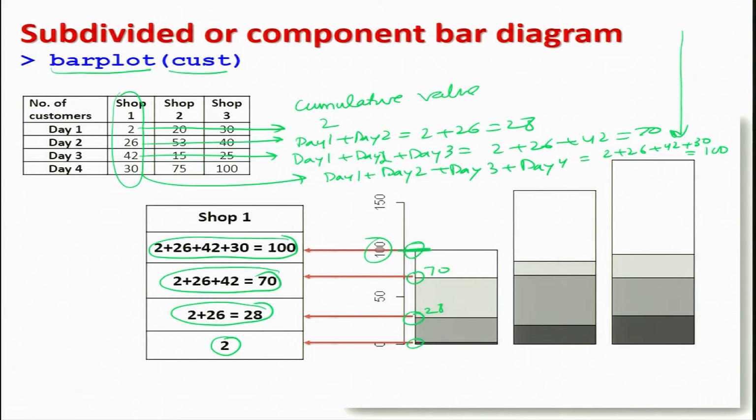So the bar has been divided into different components here. For example, this bar corresponds to shop 1, this is for shop 2, and this is for shop 3. Looking at this height, one can see how many customers visited the shop on day 1, or day 1 plus day 2, or day 1 plus day 2 plus day 3, and so on. So this is actually the subdivided bar plot.